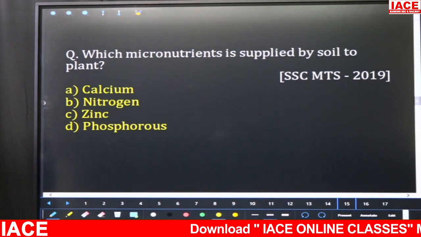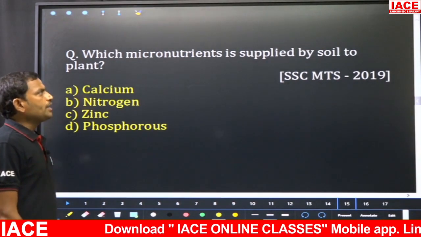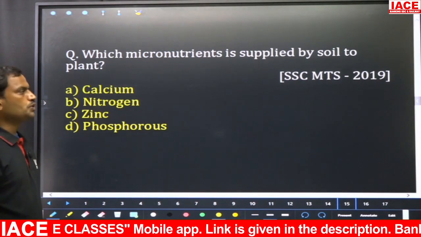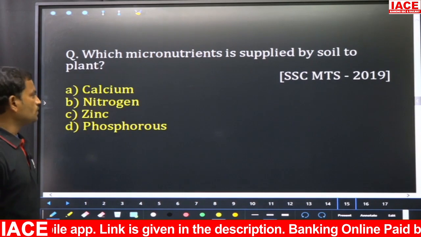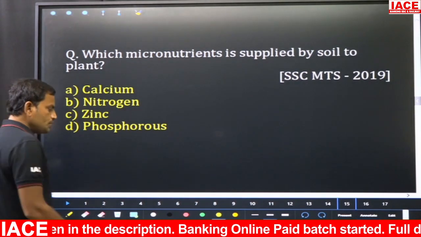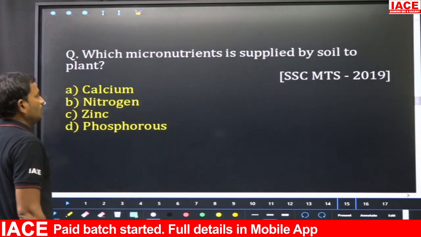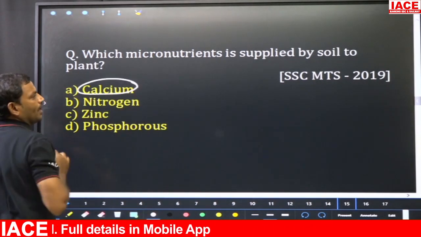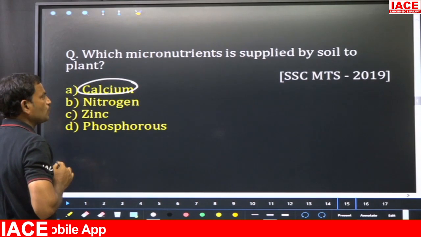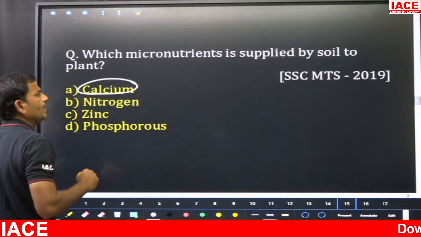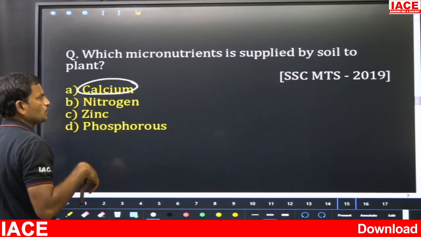So the timer is off. Which micronutrient is supplied by soil to plants? This question appeared in SSC MTS 2019. If you take the options here: calcium, nitrogen, zinc, phosphorus. Calcium is a mineral required for the proper growth of the plant. It can be provided by the soil as well as some other sources.